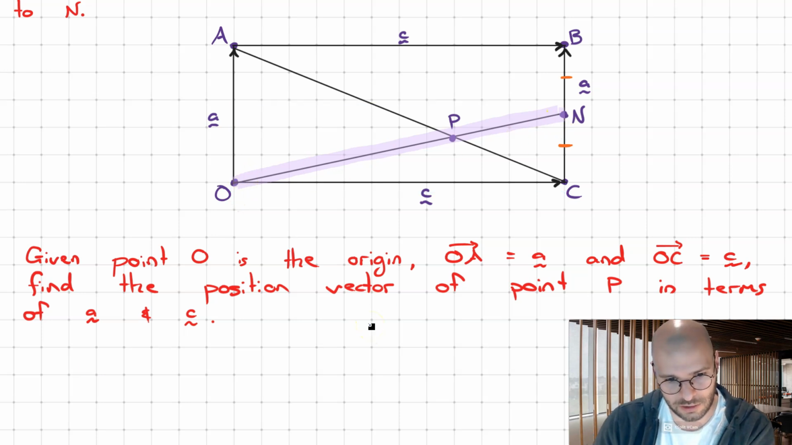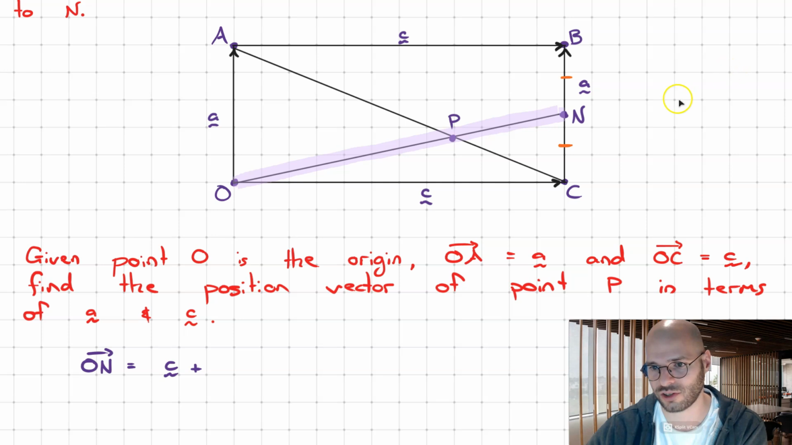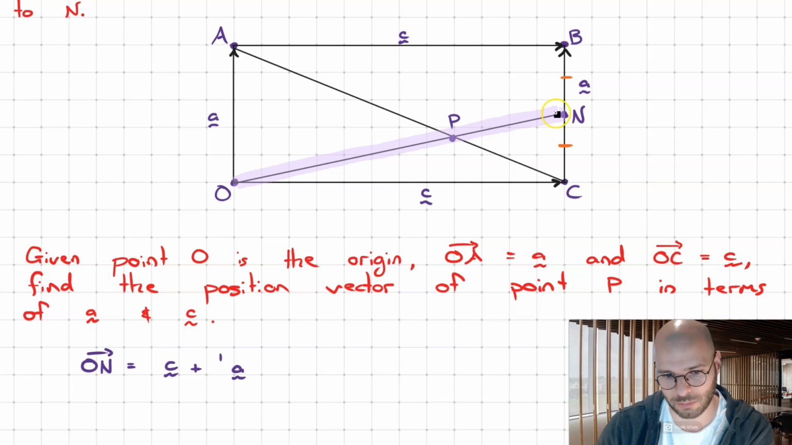So O to N can be described as, firstly, let's go from the origin and travel across to point C, which gives us C. And then let's travel upwards from C to B, which is A. But remember, we're not going all the way to point B, we're going halfway up B, which is at N. So it's going to be dilated by a half. So there's our first equation.